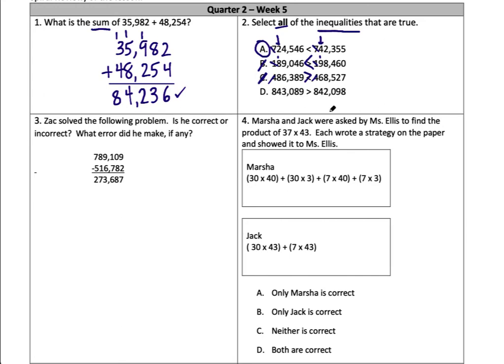On to letter D. 6-digit number, 6-digit number, so that's good. Look at the 100,000s place. 800,000, 800,000, so I can't find my answer there. On to the 10,000s place. 40,000, 40,000. Can't find my answer there. To the thousands place. This is 3,000. That's 2,000. Well, 3,000 is greater than 2,000. So, yes, that is true. So, A and D are the correct answers for number 2.